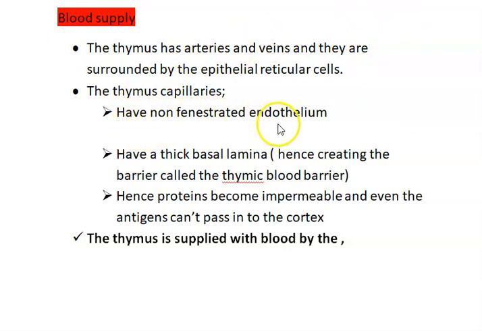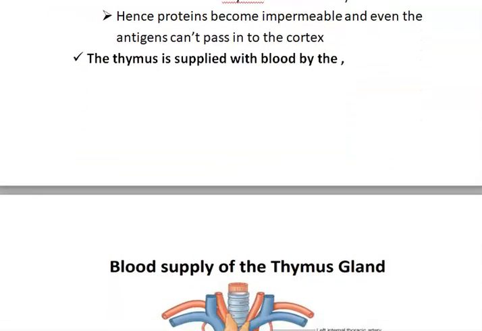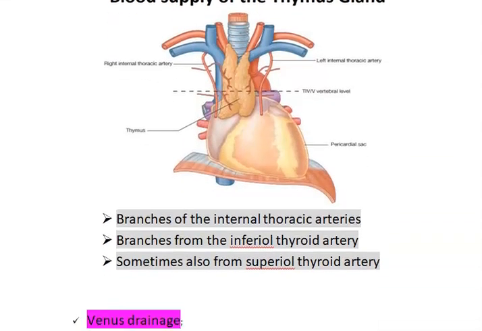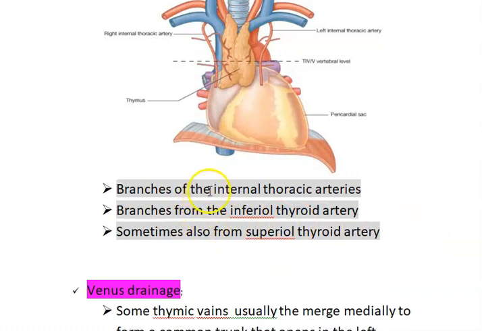And because they are non-fenestrated, they also have a thick basal lamina where their endothelial cells lie. All right, the basal lamina is so thick, and that is creating what we call the thymic blood barrier. And because of this barrier, the proteins are impermeable, and even the antigens can't pass into the cortex. The thymus also is supplied with blood by the branches of the internal thoracic artery.